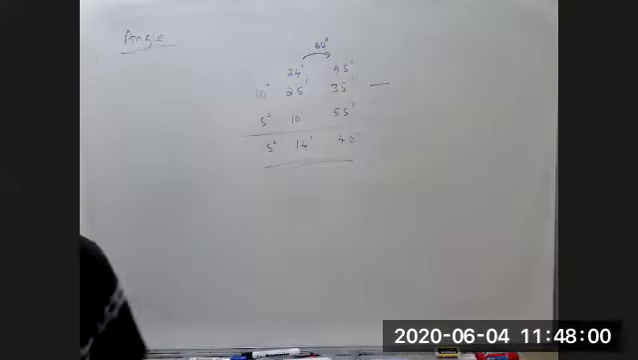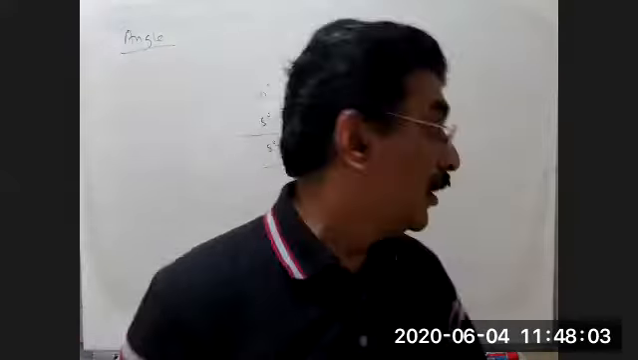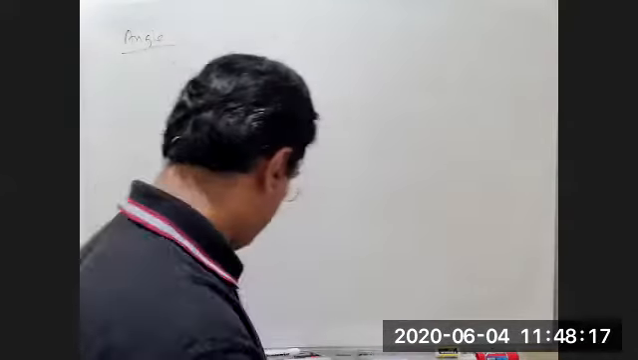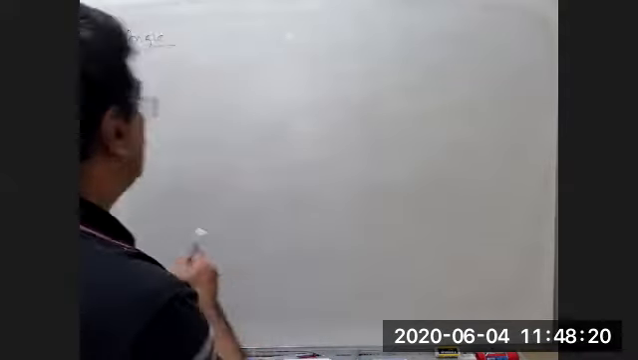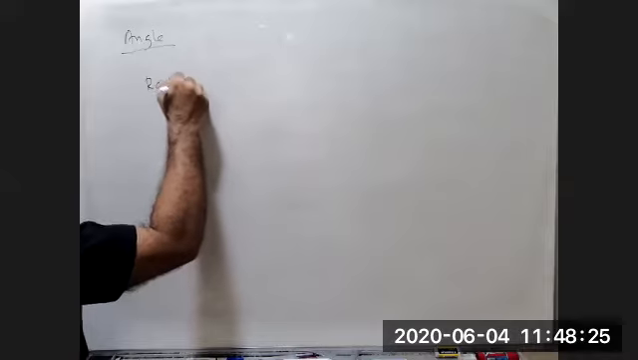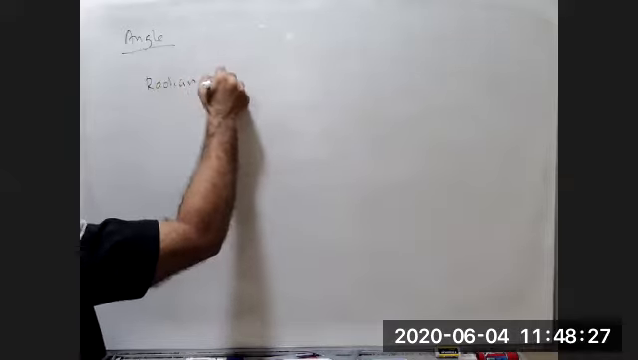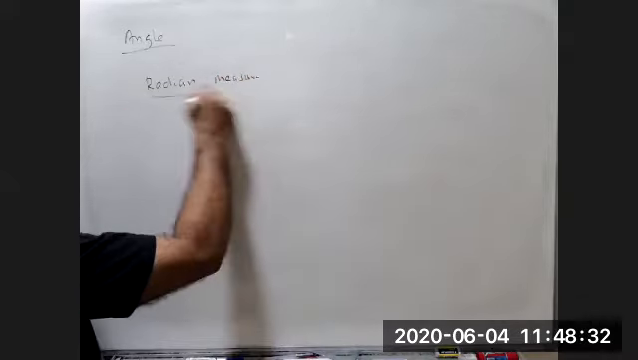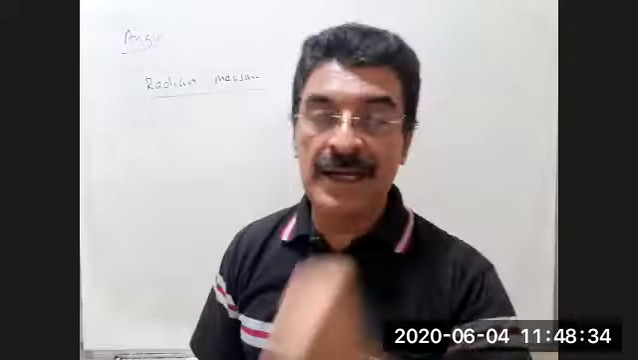Now, the degree measure. For measuring an angle, last year we learned using a protractor. This is the degree measure. This year we will learn one more measure, called the radian measure. Degree measure and radian measure.